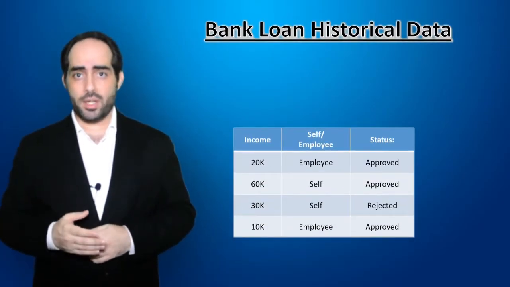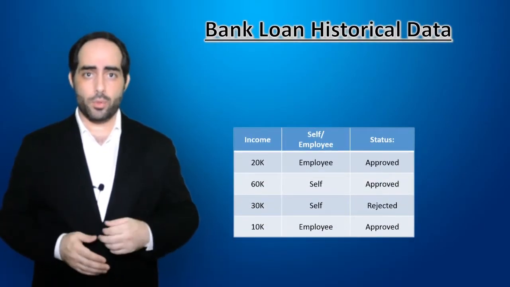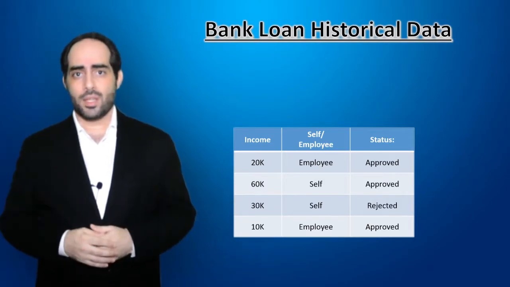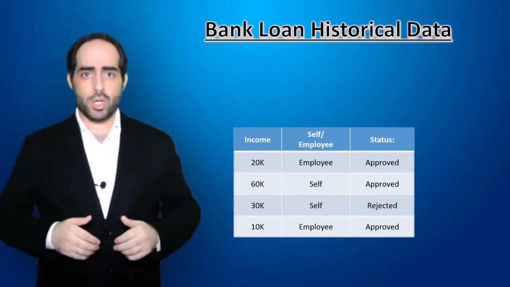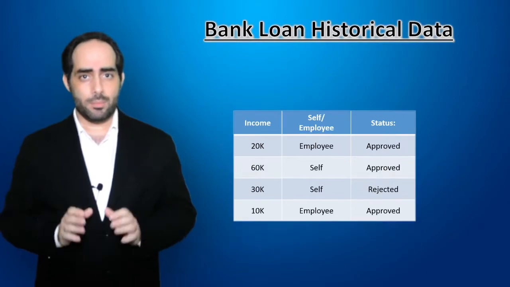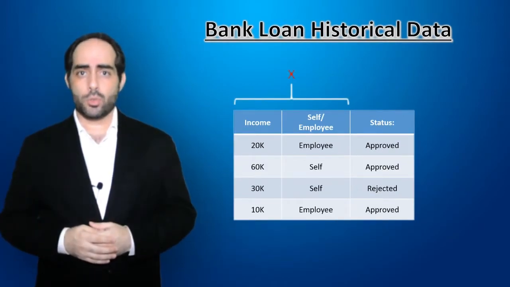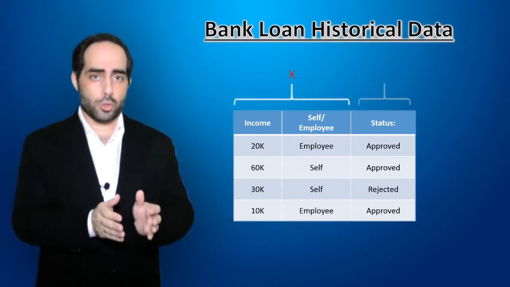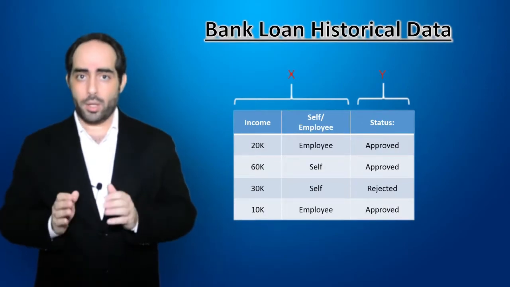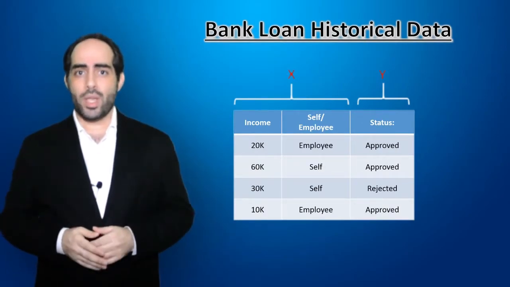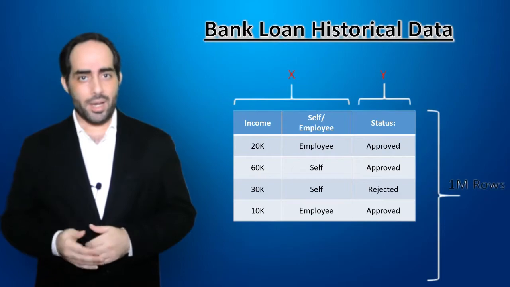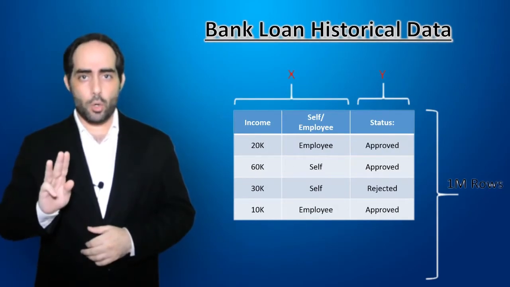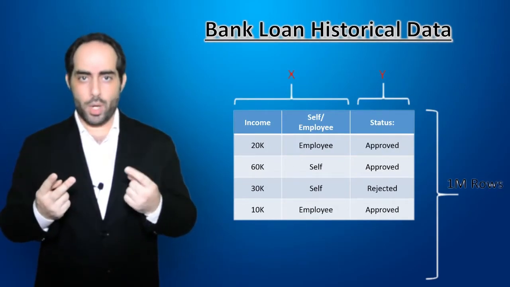The remaining columns are three: customer income, whether he is self-employed or an employee, and the status. Here we can call the columns which are going to be used to take a decision X, and the columns which are going to be used for the output or the decision column Y. Let's assume that we have 1 million rows in our data with 3 columns, 2 X and 1 Y.